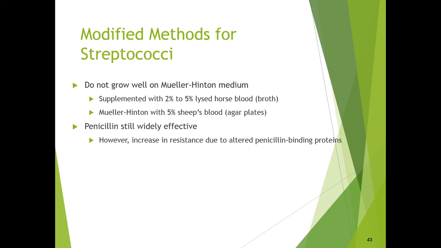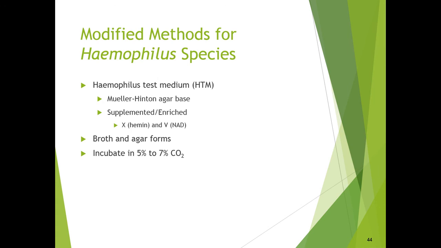Like I said, for some organisms, we modify the Mueller-Hinton a little bit. For Streptococcus pneumoniae, we use a blood agar plate. So it's a Mueller-Hinton with some sheep blood mixed into it. Haemophilus is another fastidious organism, so we use Haemophilus test medium, which is just a Mueller-Hinton agar base, but it's also enriched with some factors that Haemophilus needs in order to grow.